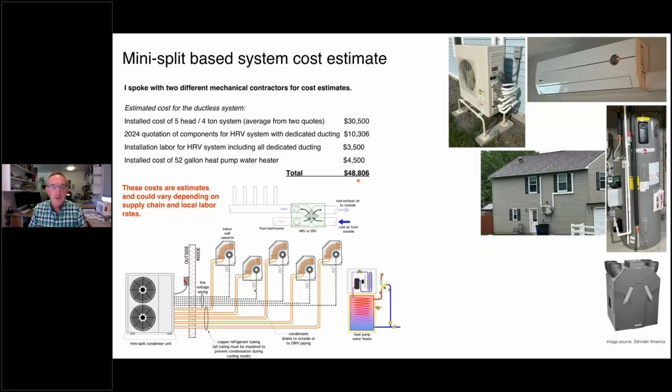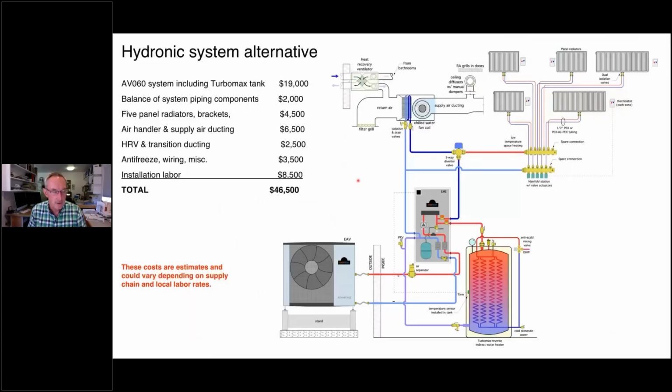Okay. So here's what I came up with for the hydronic alternative. The material cost for the AV060 system, including the TurboMax tank, $19,000. Balance of system piping components. This would be the piping going out to the outdoor unit, piping going to the other portions of the distribution system, not including the panel radiators. Again, just material costs, $2,000. 5 panel radiators, I figured $900 per radiator for that. Air handler and supply ducting, $6,500.